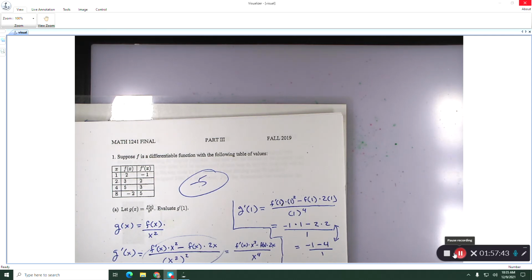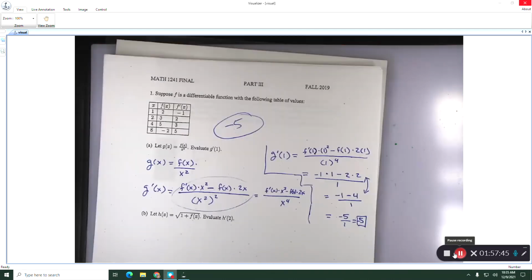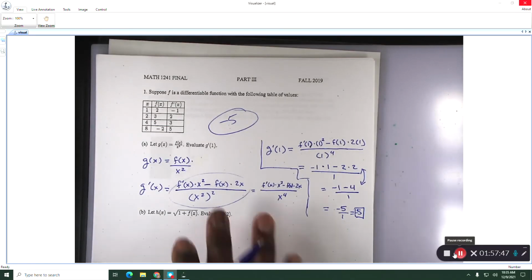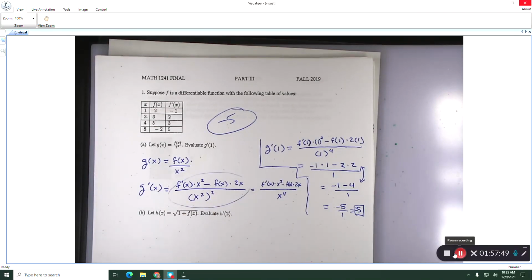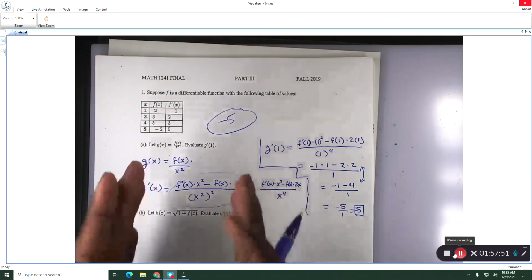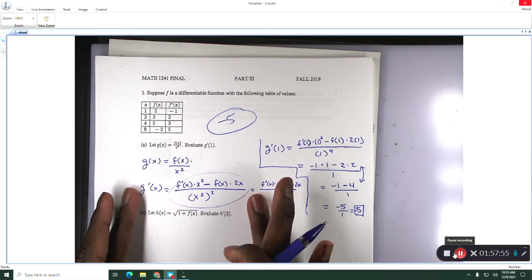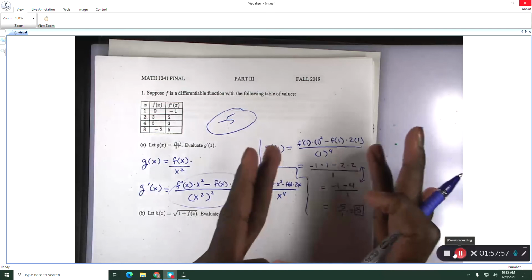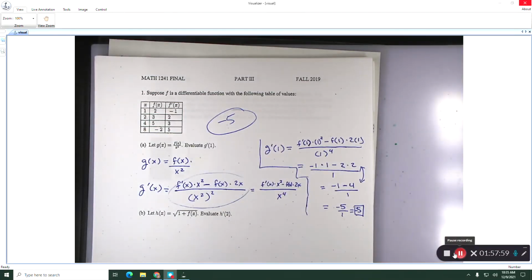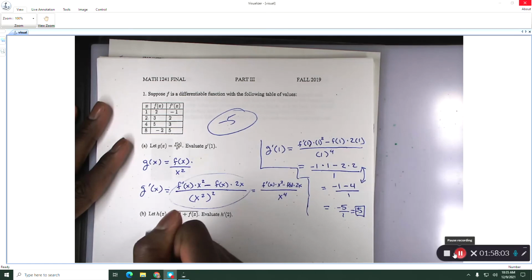Okay. I wouldn't say that I have a set criteria for this problem specifically, but I would definitely want to see that you took the derivative of g of x correctly, and then I would also want to see that you plugged in correctly. But that's about it. For the rest of these problems, it's the same deal.